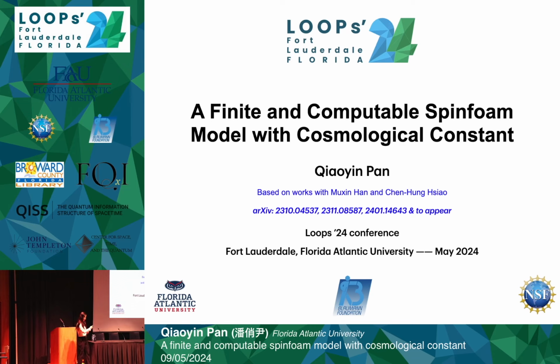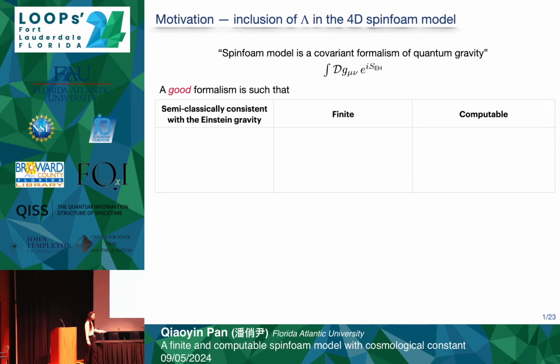As you can see from the title, in this talk I'll talk about a spinfoam model with a cosmological constant. This is based on work in collaboration with Muxin and Chen Hun, who's a PhD student here at FAU. I want to start with a statement that people often say: spinfoam model is a covariant formalism of quantum gravity.